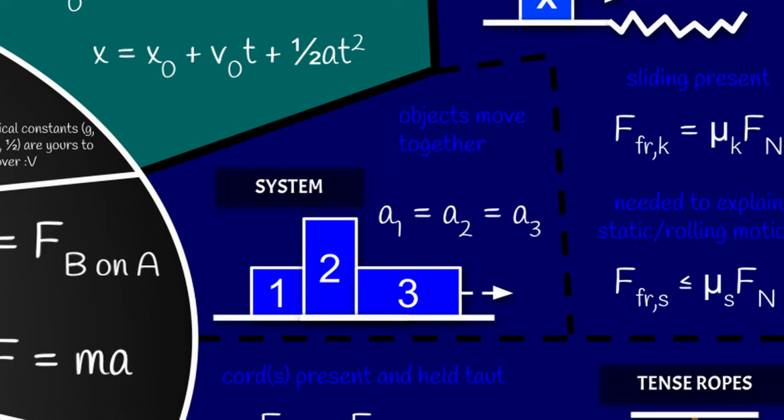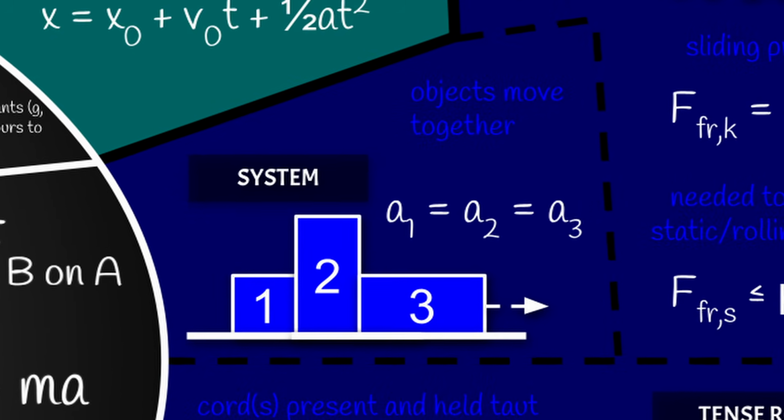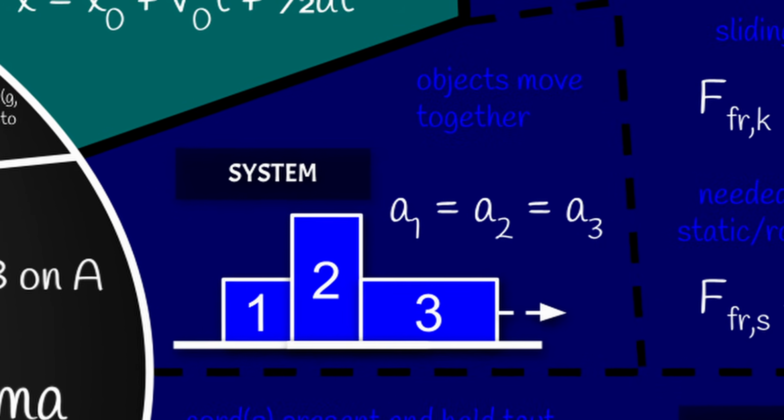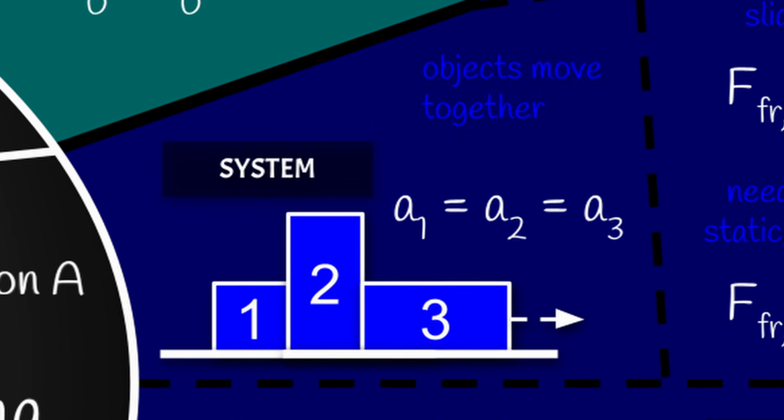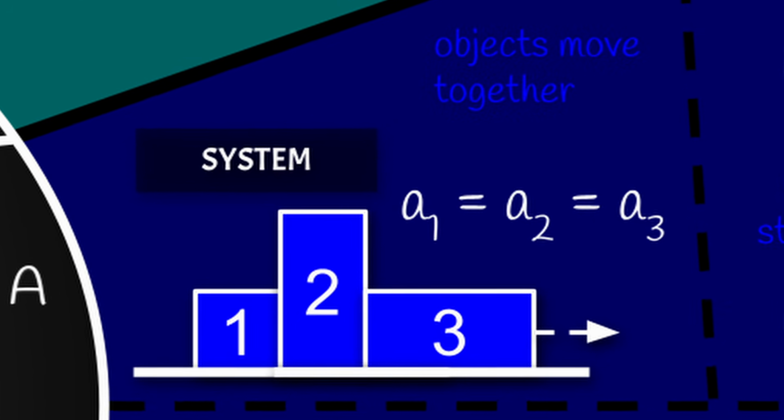The next setup you're likely to encounter from forces are systems of objects moving together. To solve these kinds of problems, you have to remember that their accelerations are equal, and their velocities are also equal, and then you can usually cough up some equations to get whatever you need.